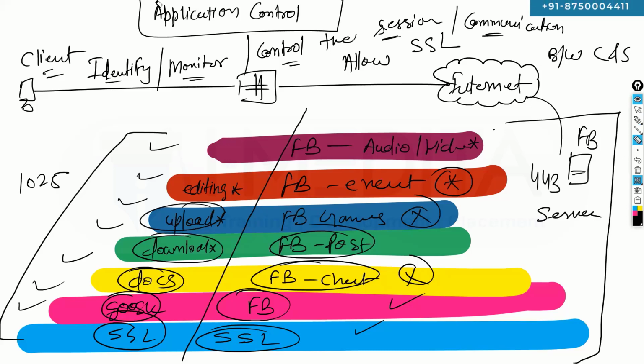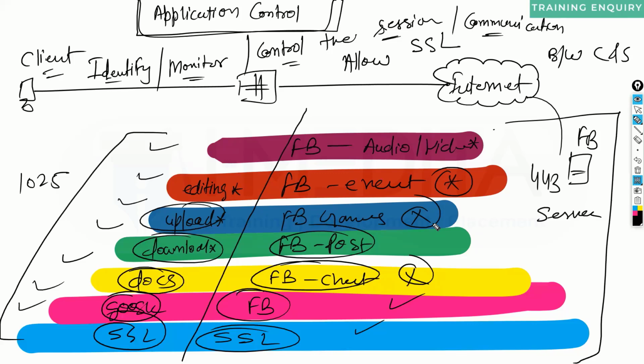So how can we define or understand it? With the help of application control, we can identify, monitor, and control the session going between client and server. We can identify, like this is an SSL session, this is a Facebook session, this is Facebook chat, post, game. So after identifying, you can control what is allowed and what is denied. Clear? Yeah, so each of these is a module that needs to be enabled.